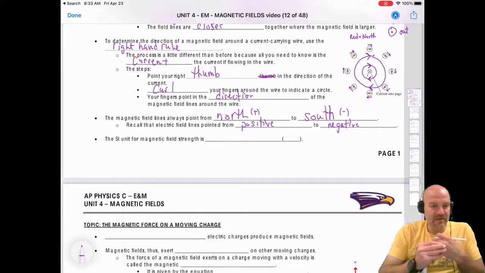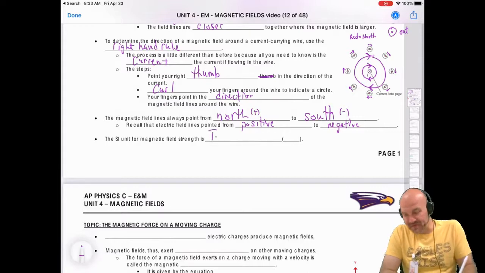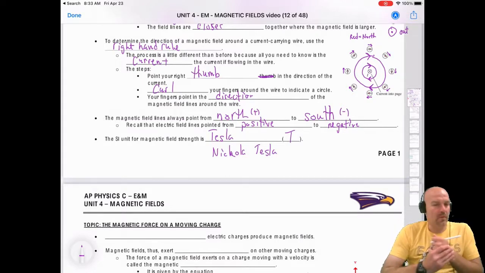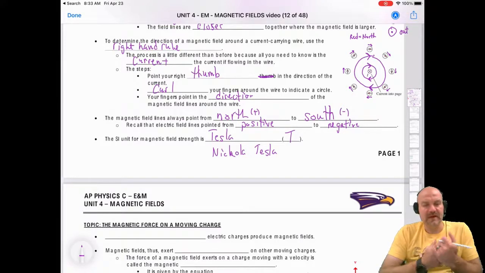Now, the SI unit for magnetic field strength is the Tesla, capital T. It's named after Nikola Tesla, who did a lot of work in the field of electromagnetism.